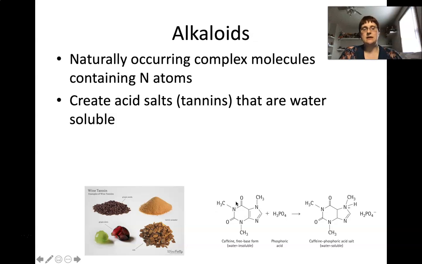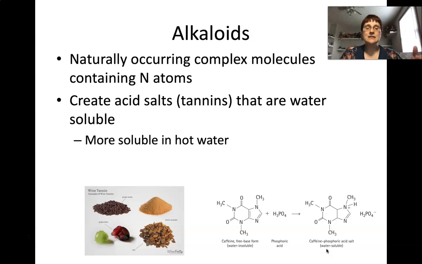And so that's what you're actually seeing down here. This is caffeine, and caffeine plus phosphoric acid creates caffeine phosphoric acid salt, which is water soluble. And you might be able to guess what this is from. I'm hoping maybe you figured it out. This one's from coffee, right? And these tannins, these acid salts, are more soluble in hot water. This is why we brew things like tea and coffee and hot chocolate in hot water and not cold water, because it will pull more of these acid salts, more of these tannins.